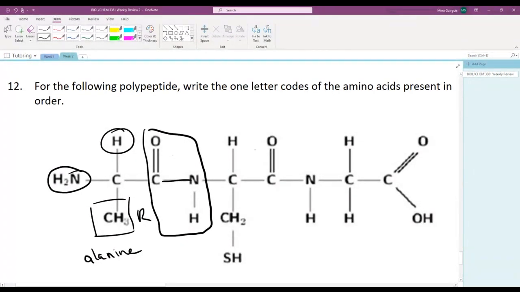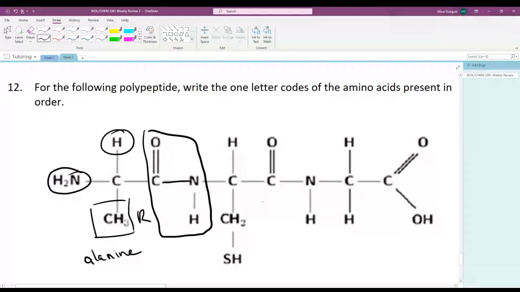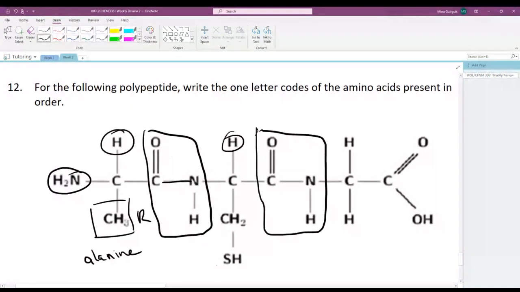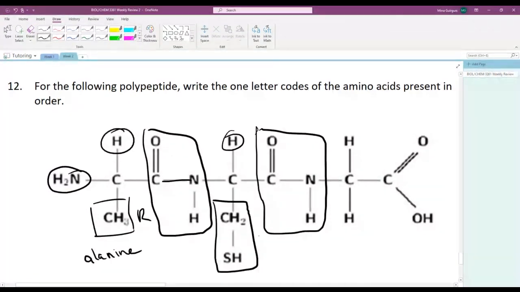Okay. Then I'm going to do the same thing over here. This is my next peptide bond. So I know that between these two is my amino acid. This is my variable R group, which means, I'm sorry, that's my hydrogen. So this is my variable R group. I know that the only two amino acids with sulfur are cysteine and methionine, and cysteine is the only one that's got a thiol, which is this SH. So this is cysteine.